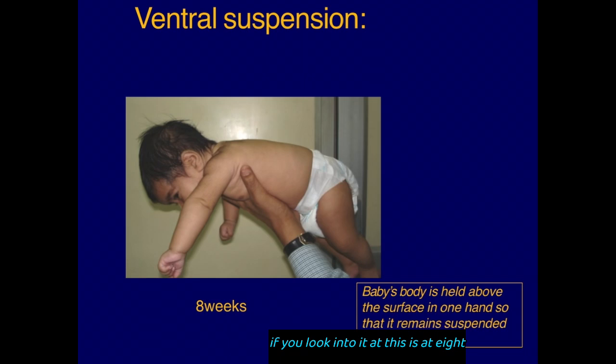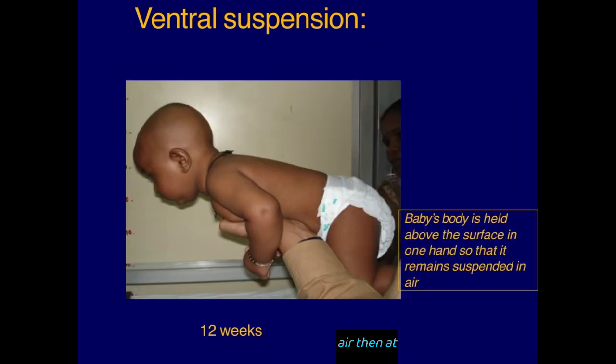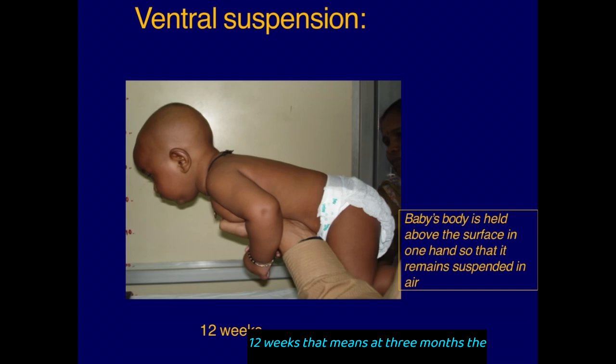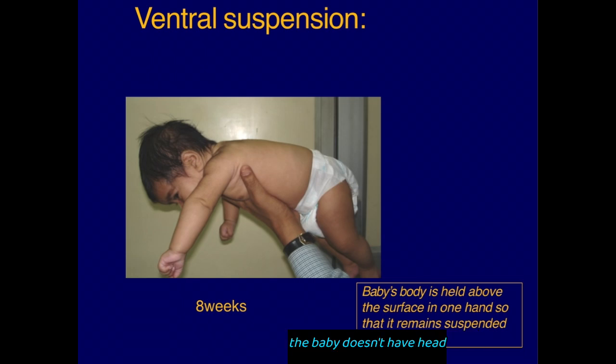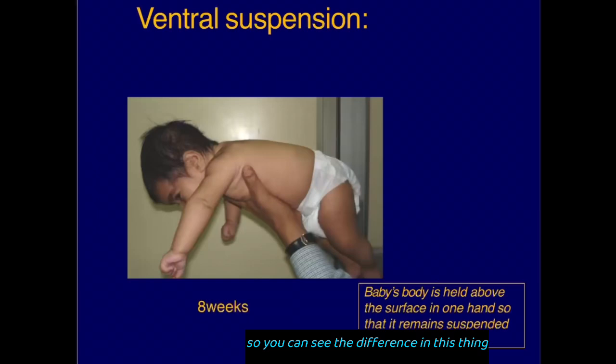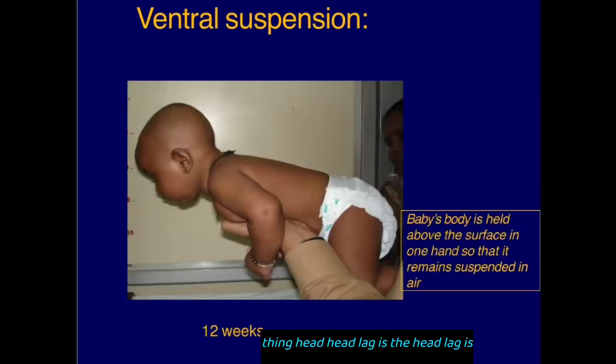If you look into it, this is at 8 weeks. The baby's body is held above the surface in one hand, so it remains suspended in the air. Then at 12 weeks, that means at 3 months, the baby's body is held above the surface in one hand so that it remains suspended in the air. So you can see the difference between 8 weeks and 12 weeks. In this image, the baby doesn't have head control, right? Head lag is still there, but in this one the head lag is almost gone. So the baby's body will be held in this kind of suspension.